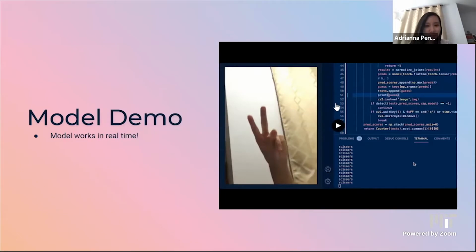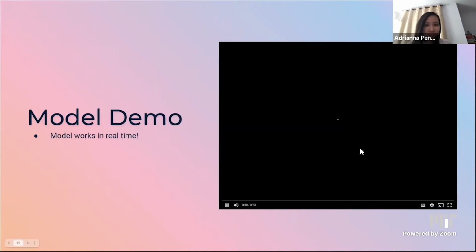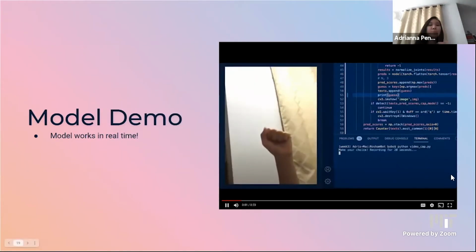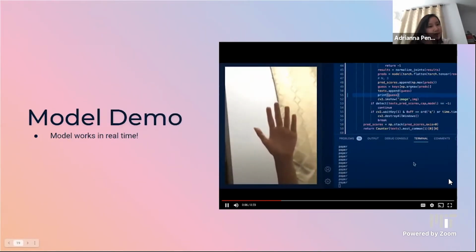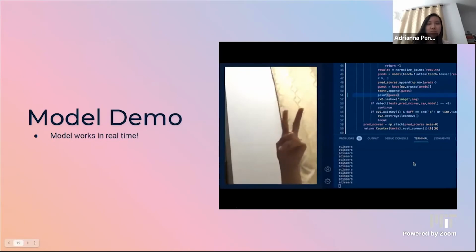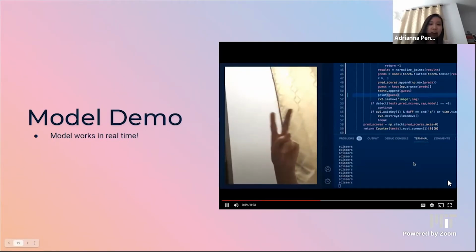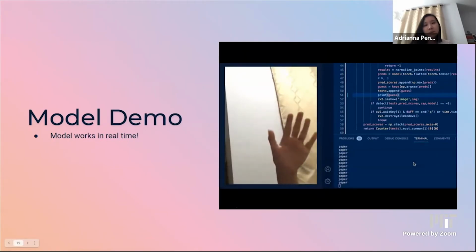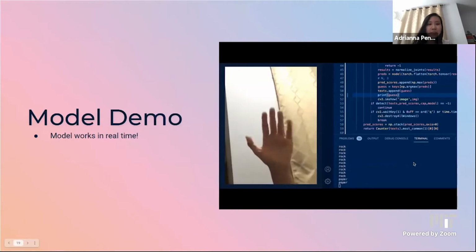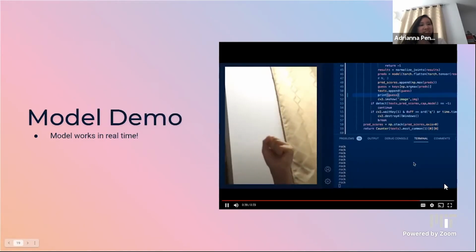As you can see, you can play it. If you pay attention to the terminal, the thing on the bottom outputting text, you can see that it works in real time, and it's really flexible. It can recognize the symbols rock, paper, scissors at various angles and various positions too. It's really low latency.